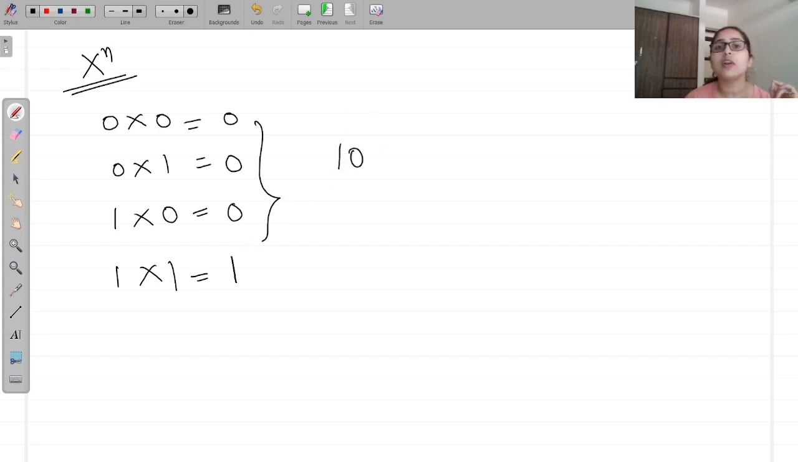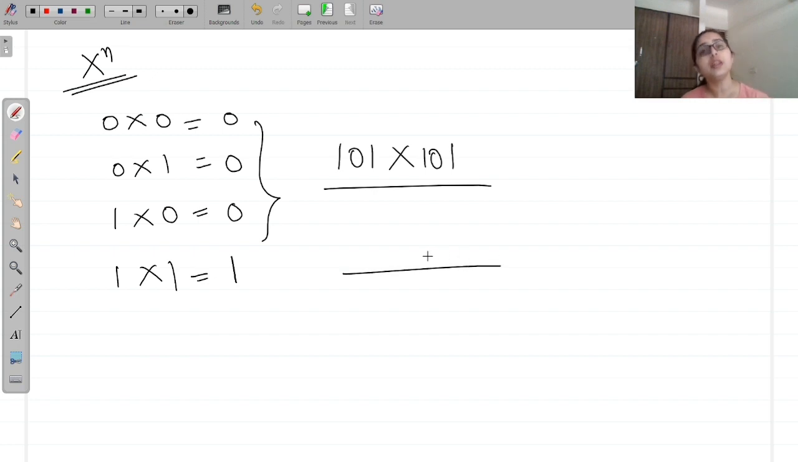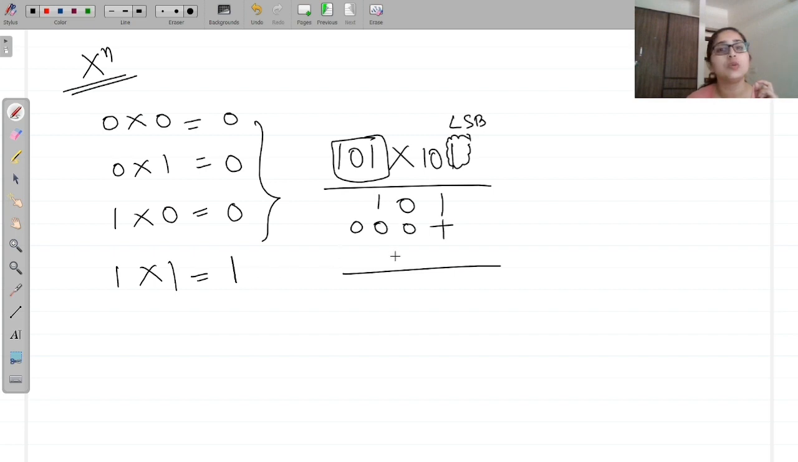So suppose you have 101 into 101. How are you going to perform this? It is similar to decimal multiplication. You have to start with the least significant bit of this number and multiply with the whole number. So 1 into 101, that will be 101. Then you will be adding something. So 0 into 101, you are going to get 3 zeros. Once again, 1 into 101, you are going to get 101.